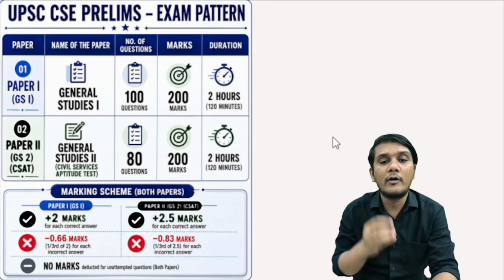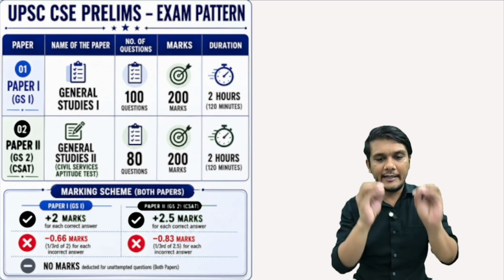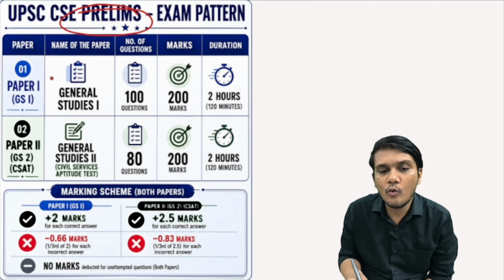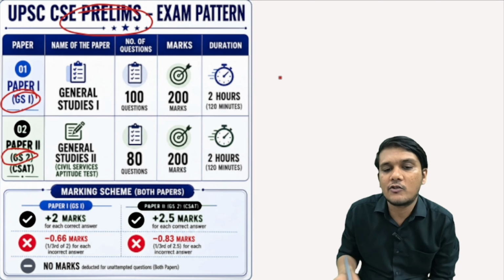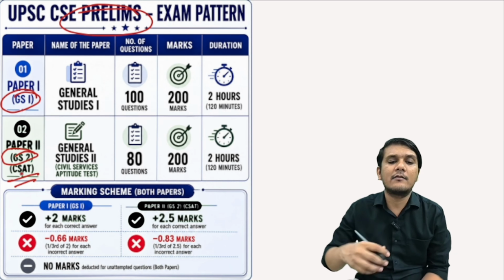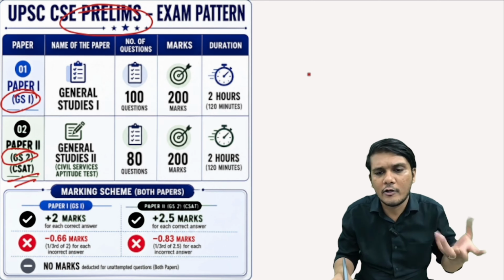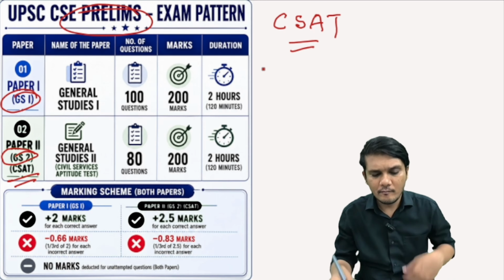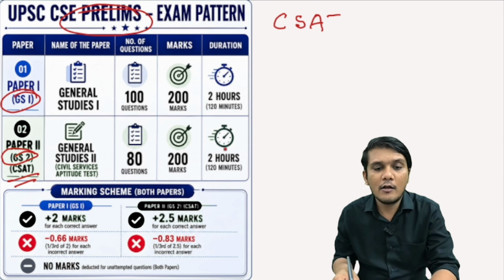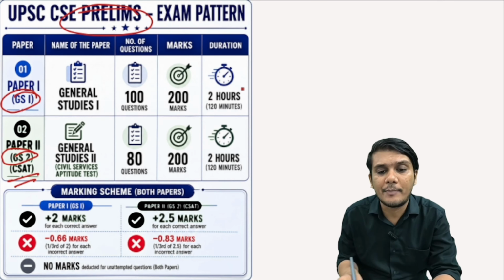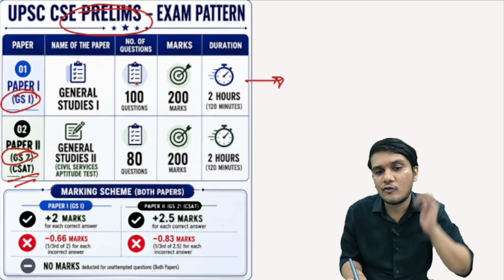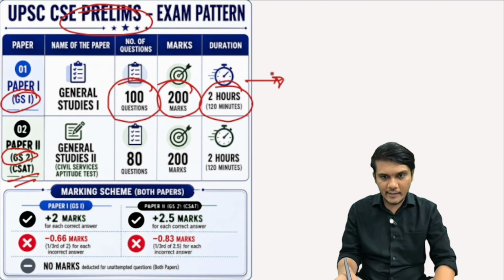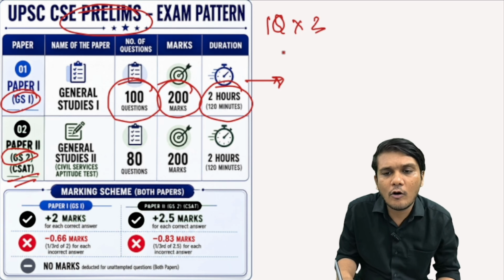Now let us have a look at the three stages in detail. First comes your prelims paper. In prelims you have two papers, GS1 and GS2. The GS2 paper is popularly known as the CSAT paper, that is Civil Services Aptitude Test. More on that later. First let's focus on the GS1 paper. This paper has 100 questions, is of 2 hours, and consists of 200 marks. That means each question is of 2 marks.